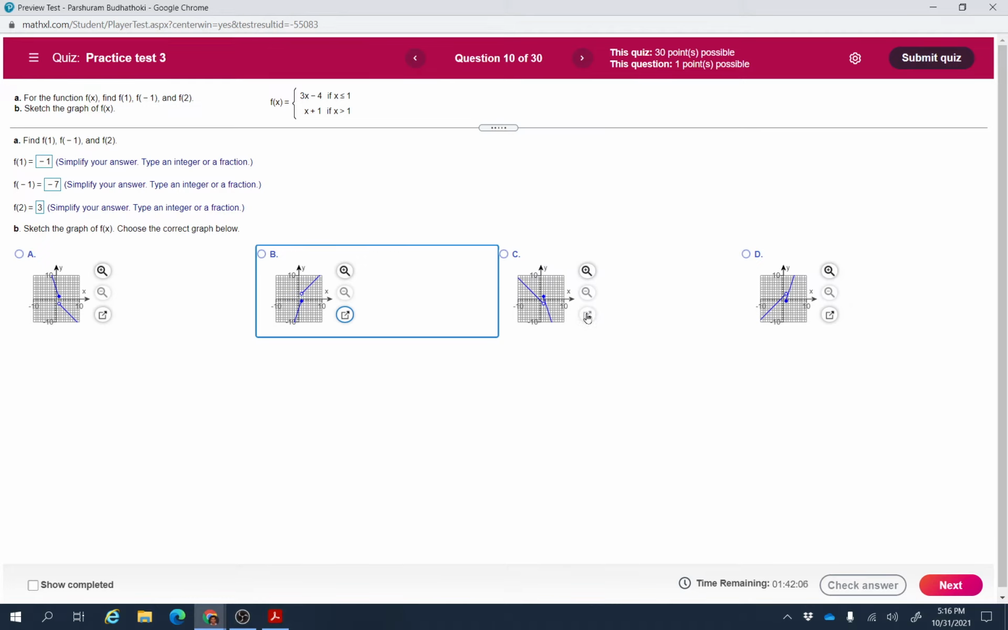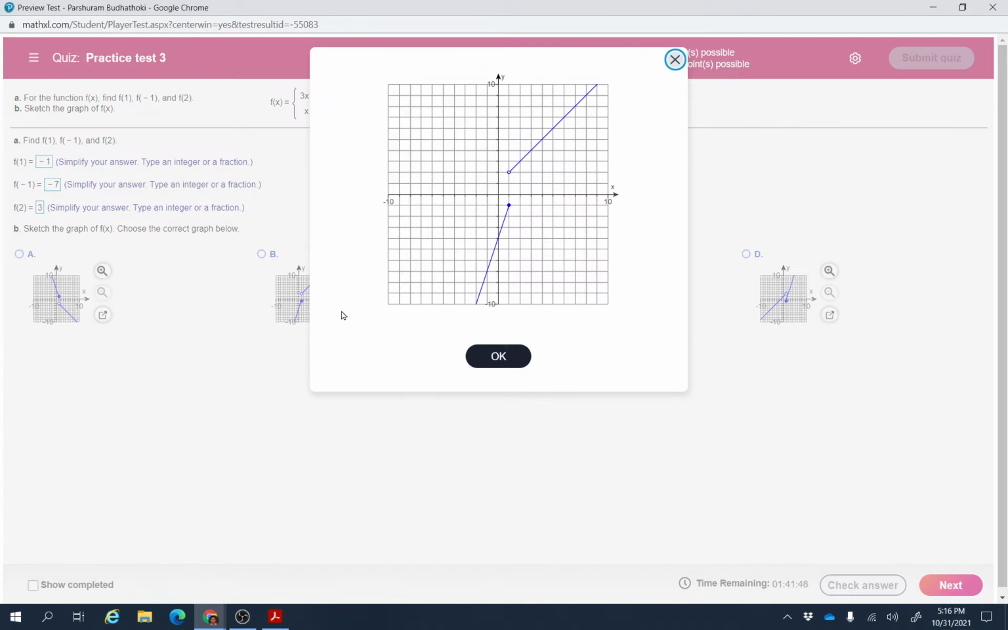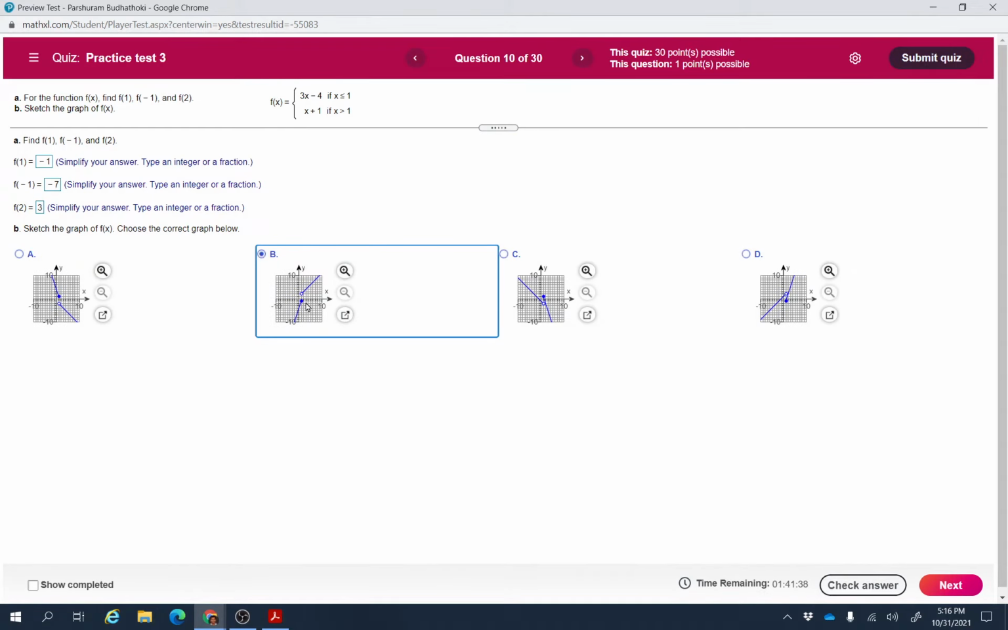So let's go to the next one. The graph should look like this, but with the correct value, so this is not the same one. Maybe when x is 2, that is 3. Let me go back again. When x is 2, 1, 2, 3. Yeah, this is the right one. So B is the only right solution.